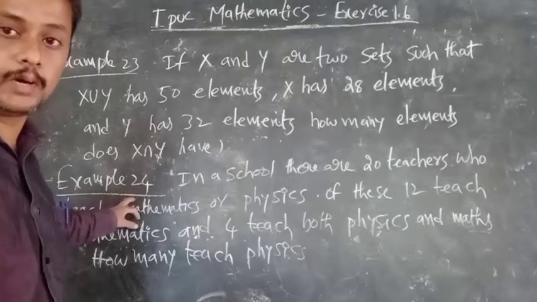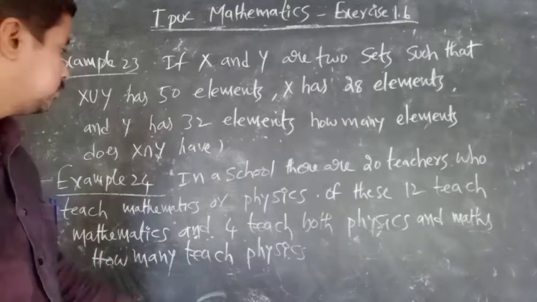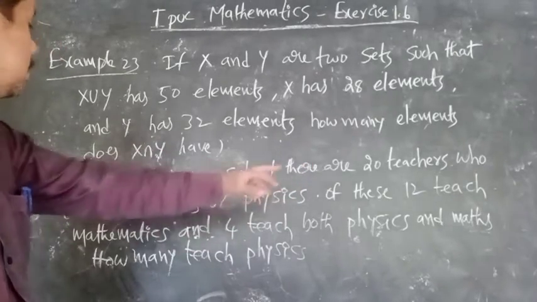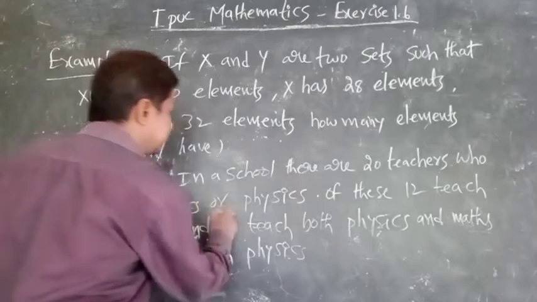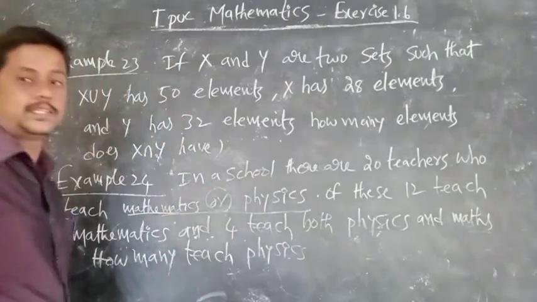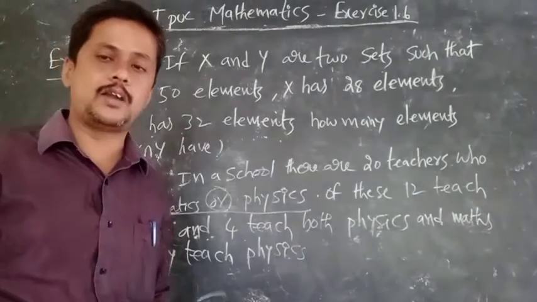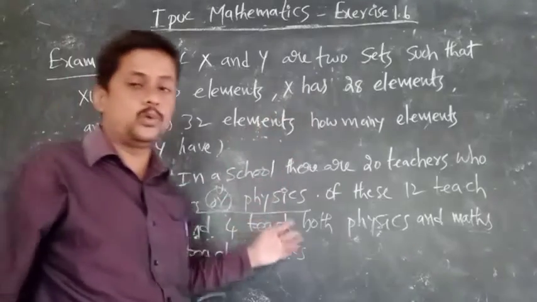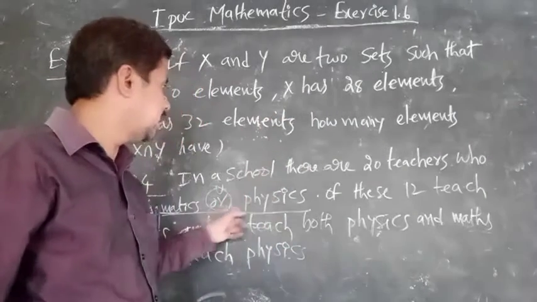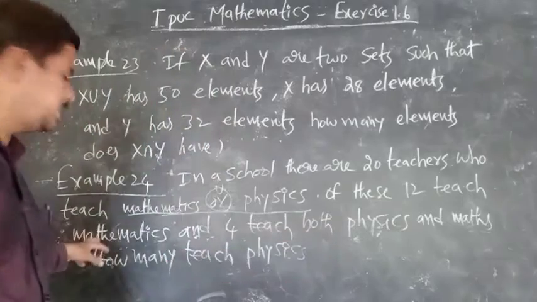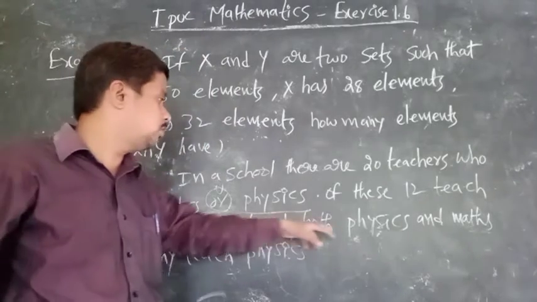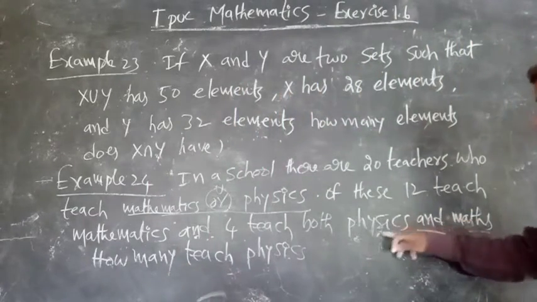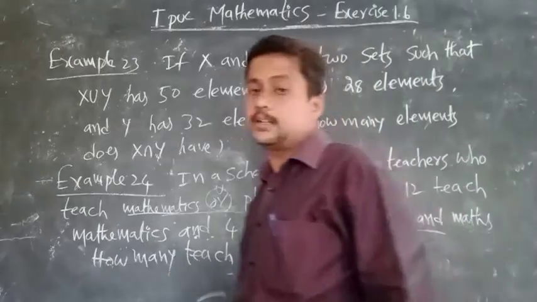This is also homework. Example 24. In a school, there are 20 teachers who teach mathematics or physics or chemistry. What is the meaning of "or"? Already told, "or" means union. So indirectly they have given the union. Of these, 12 teach mathematics, and 4 teach both physics and mathematics. "And" means the intersection part.